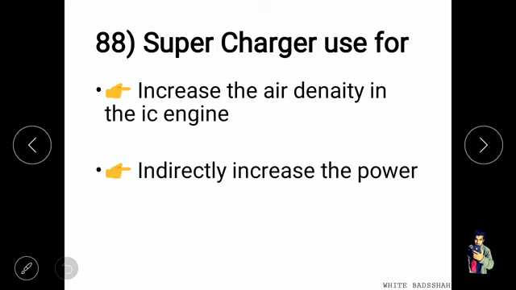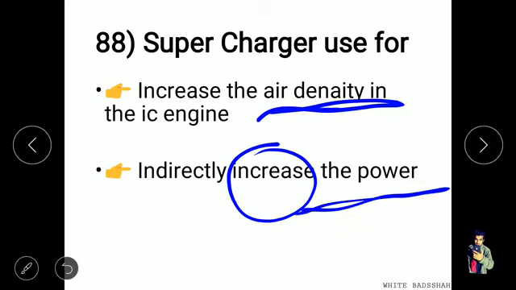Now, the supercharger is used to increase the air density in the IC engine, or indirectly to increase the power. So the supercharger is used to increase the power.